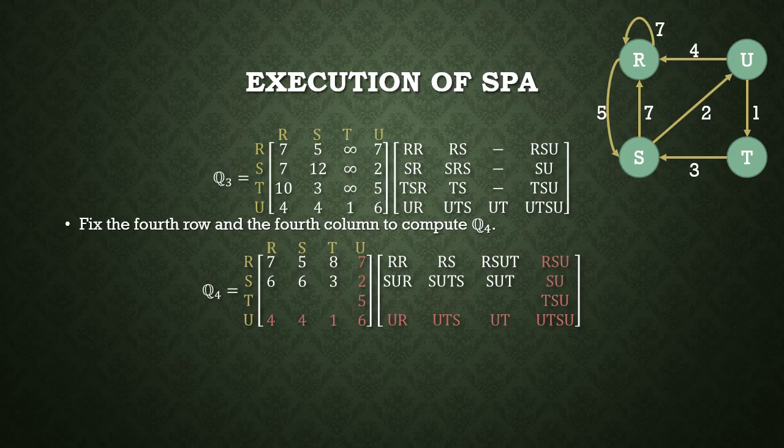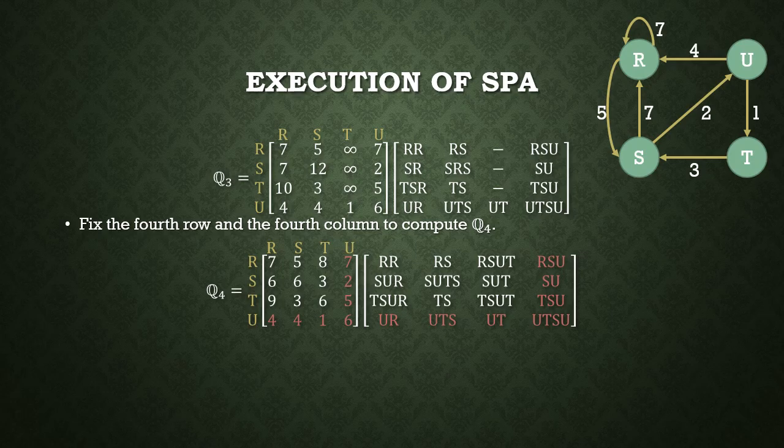Look at the entry ST. The old value is infinity. The intersection values are 1 and 2, which will give 3. So we commit 3. 2 is SU, 1 is UT. So the resulting path is SUT. And this completes the row of S in Q4.